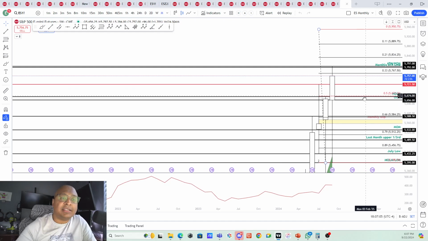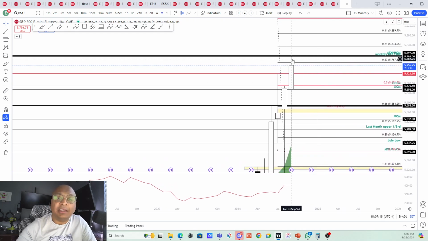So as always, let us start on the monthly chart. On the monthly chart, we see that we had this breakout above this 57.21 line, which was a previous high and also the ATH. And we have created a new high around the 57.97 area. And then we have started pulling back.